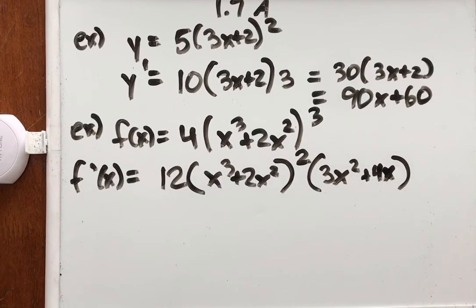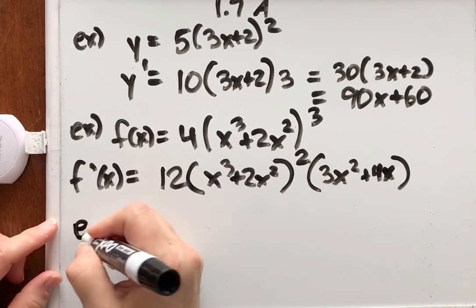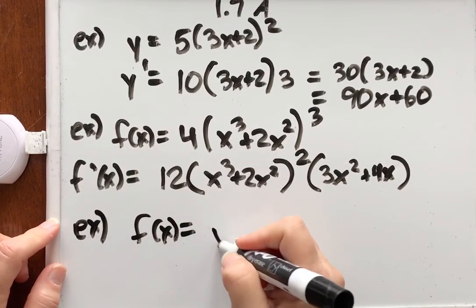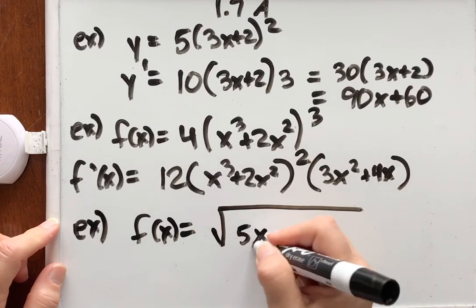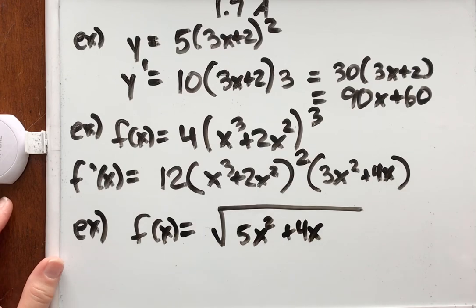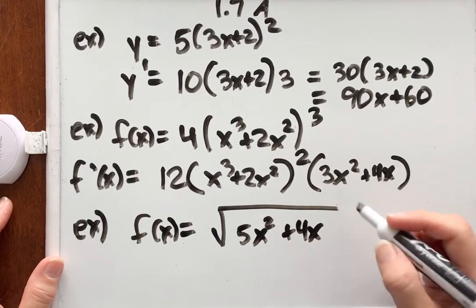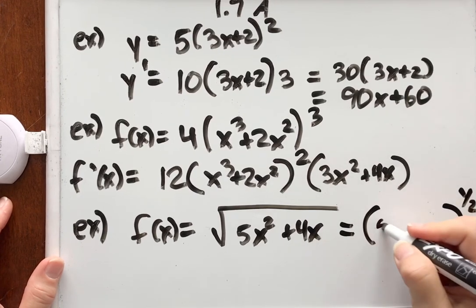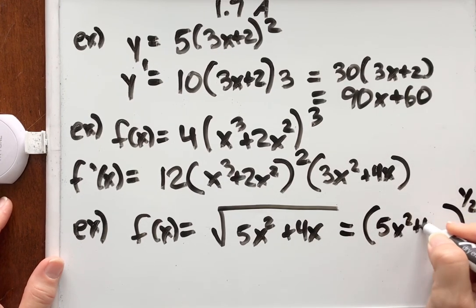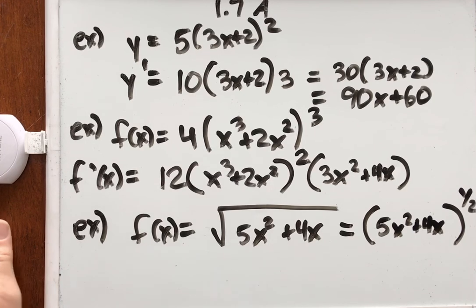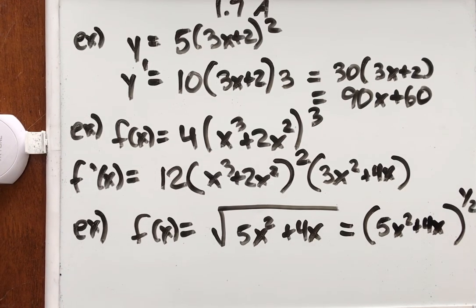All right, so I'm going to do one more. I'm going to set it up for you. If we're given f of x equals the square root of 5x squared plus 4x, before we even begin to take the derivative, we want to change the square root to the power 1/2. Okay? All right. On b, we're going to go ahead and take the derivative.